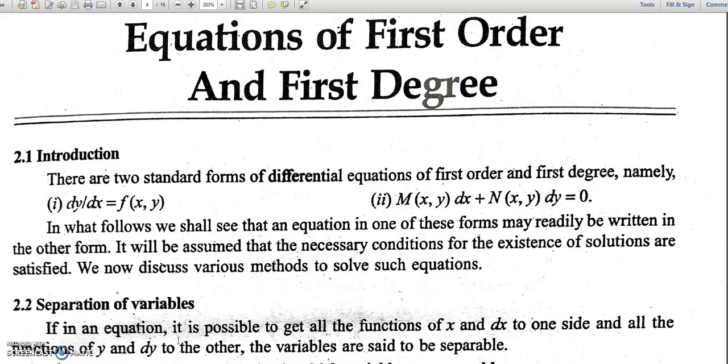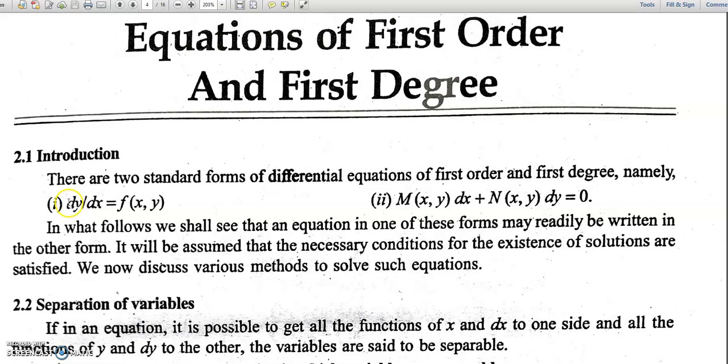So in this lecture, I will discuss with you ordinary differential equations of first order and first degree. As you know, what do we mean by first order? If y is a function of x, then its derivative, that is dy/dx, is called the first order derivative. And second order means if we differentiate again with respect to x, that is d2y/dx2, it is called the second order derivative. So this is the first order derivative, dy/dx.